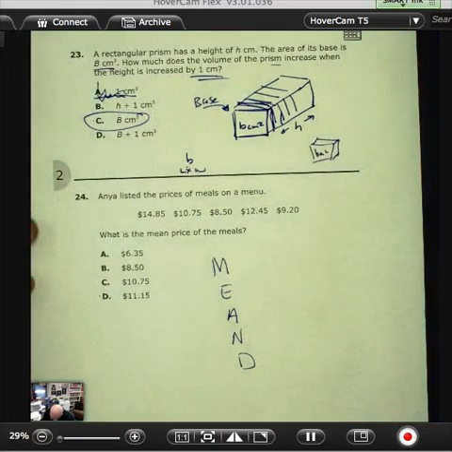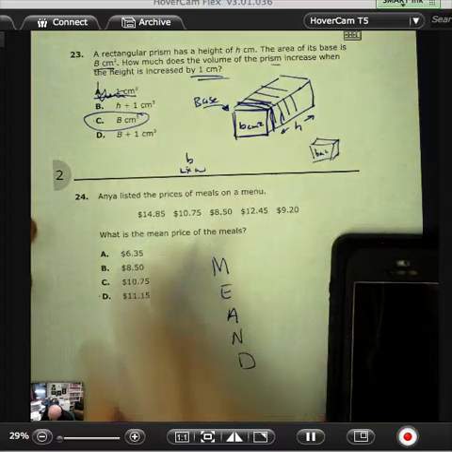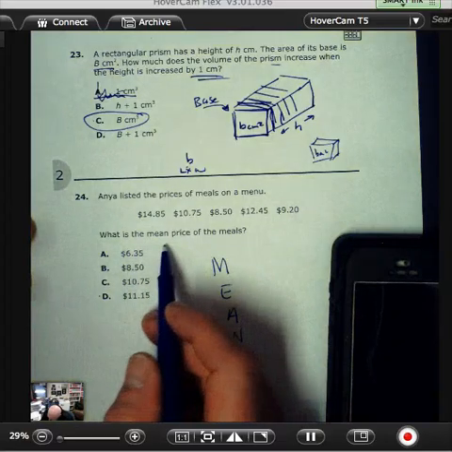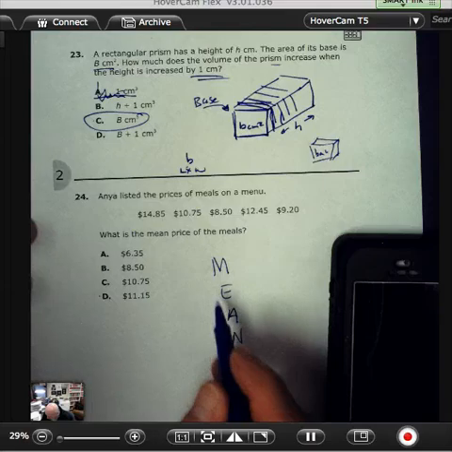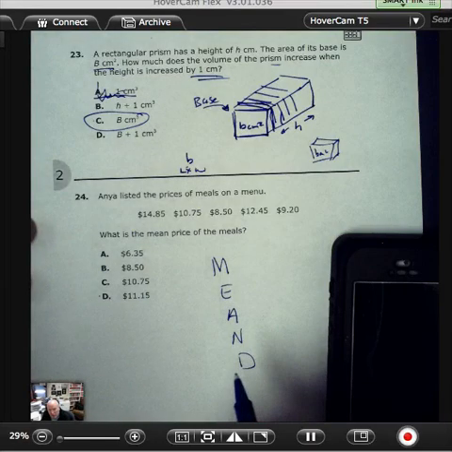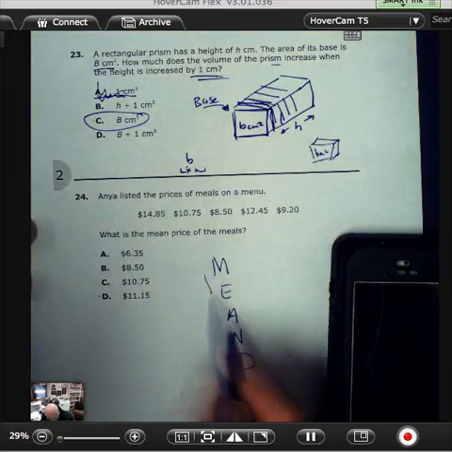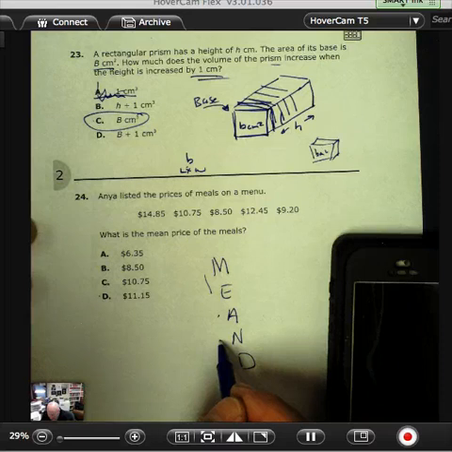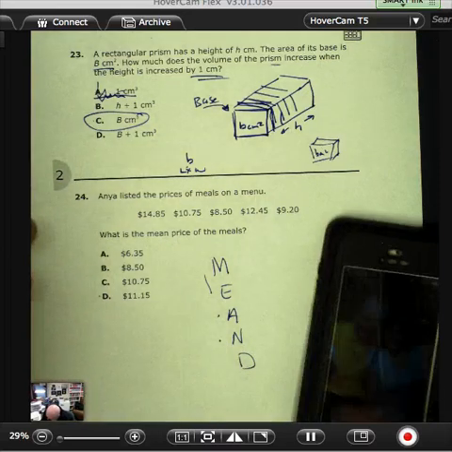All right, Anna listed the prices of the meals on a menu. Here they are. What is the mean price of the meals? Mean means average, and I always think Yoda: me, add, and divide. I always think meaned with a D. Me, add, and divide. So add those guys up and divide by the number of them.